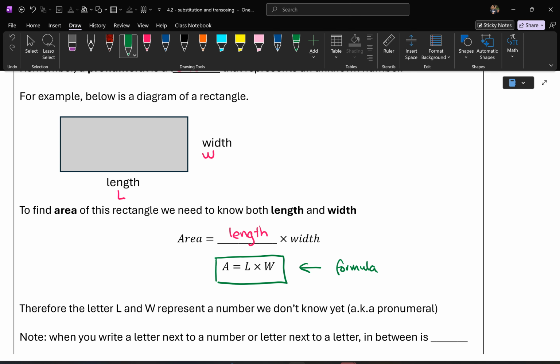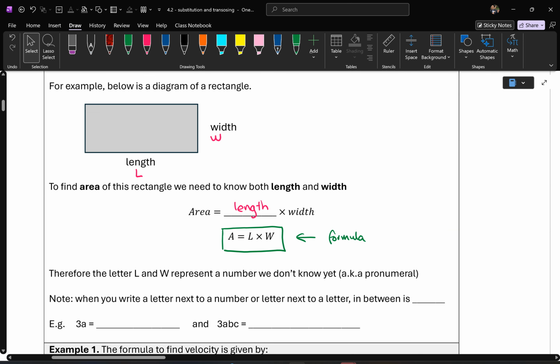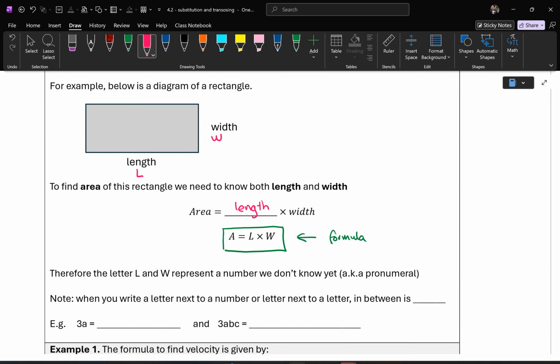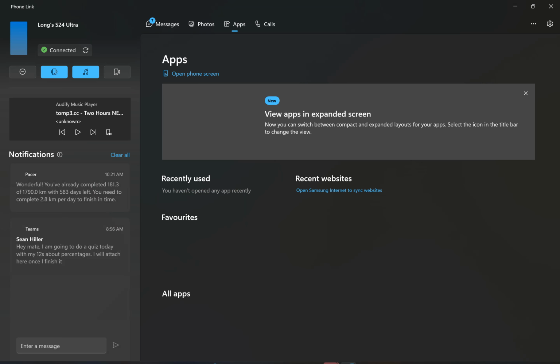So evaluating. Boys, actively take notes or actively listen, but not whatever you're doing with your laptop. It's inappropriate. Here we go. So, therefore, the letters L and W represent a number that we don't know, hence, aka pronumerals. Ooh, what's happened there? Let's close. Not sure.